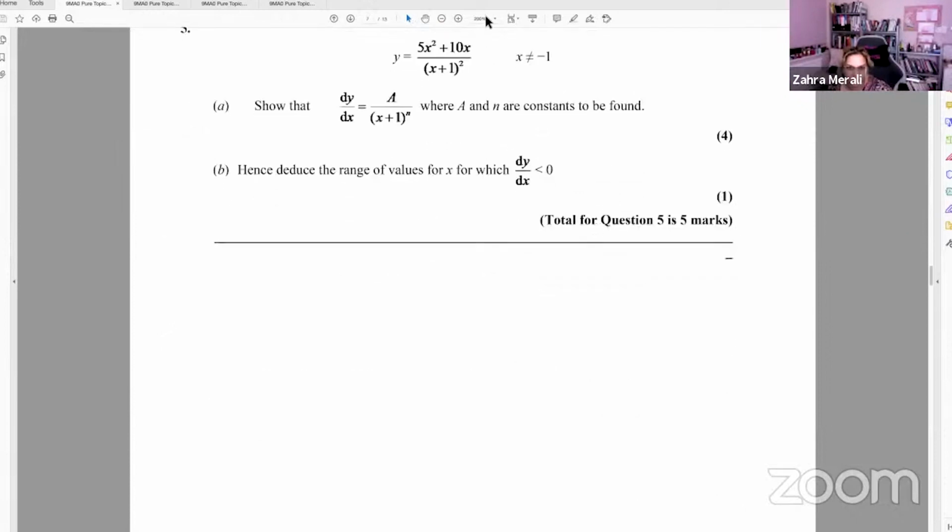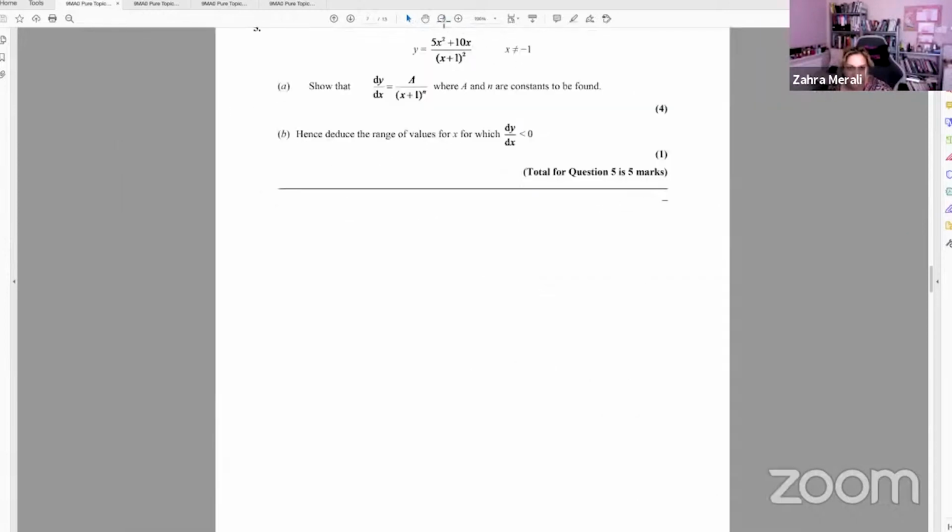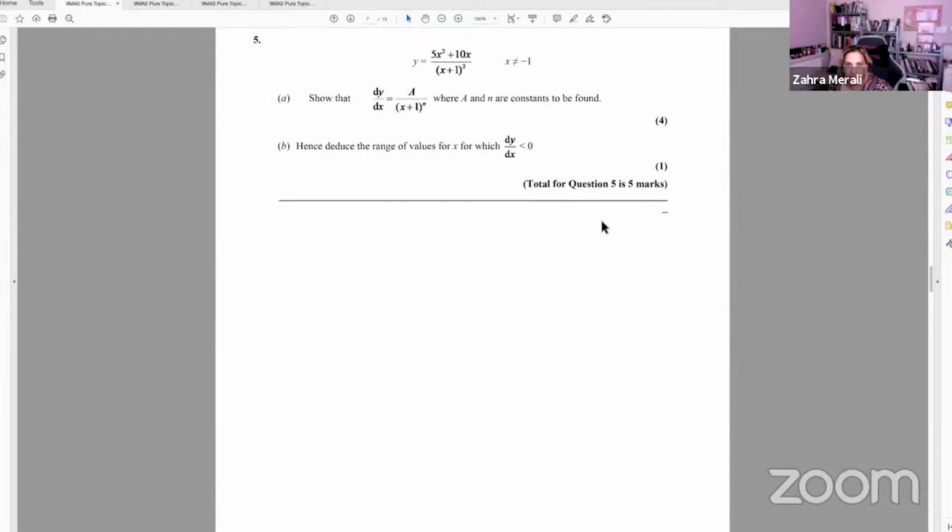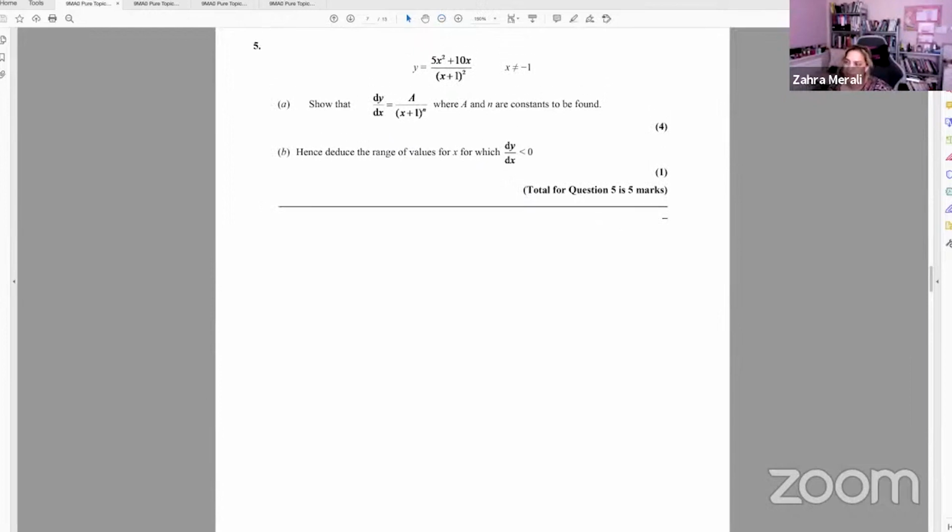Right, let's make it a bit smaller so I leave myself a bit more space this time. Okay, so again, we've got something divided by something, so we're going to use the quotient rule again. So we take the top, and that becomes our u. So u equals 5x squared plus 10x, and v equals x plus 1 all squared.